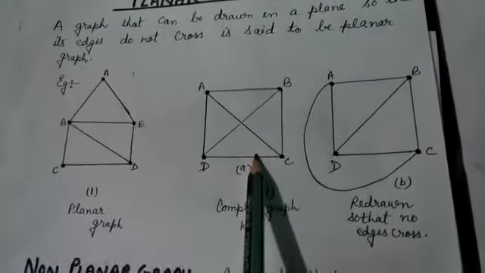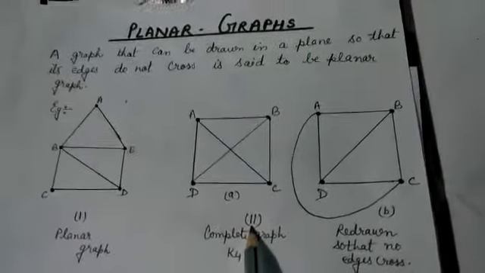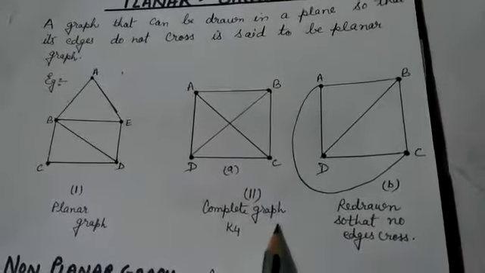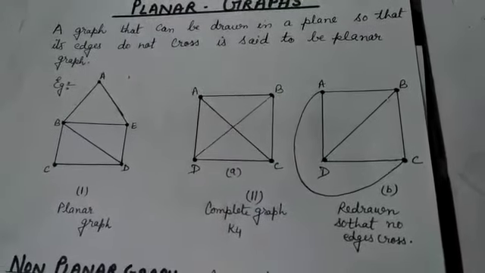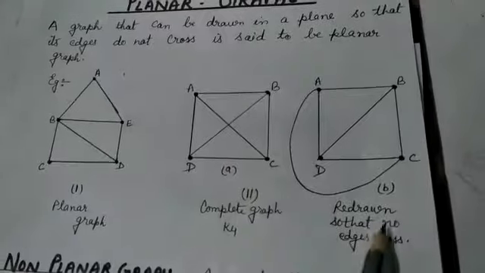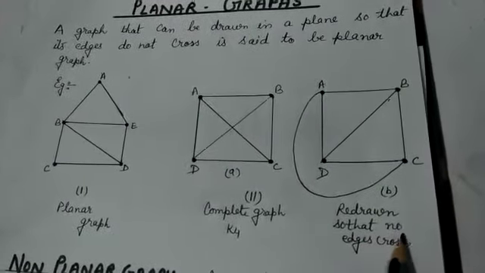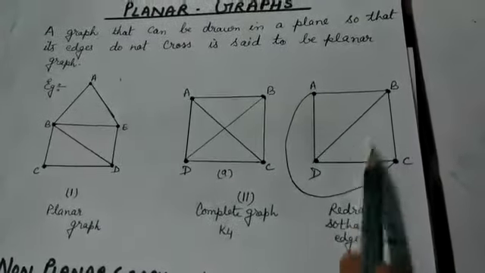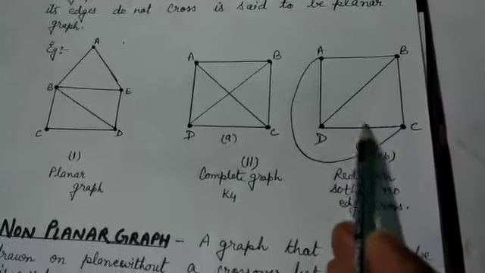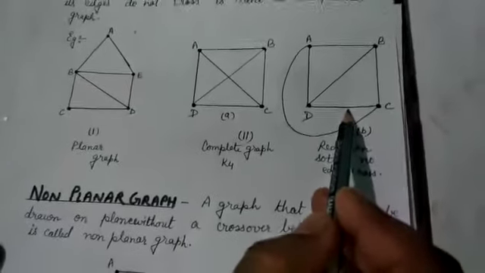Now here in the second diagram, part A, we can see a complete graph, K4 graph. It can be redrawn so that no edges cross. So this is also an example of planar graph.